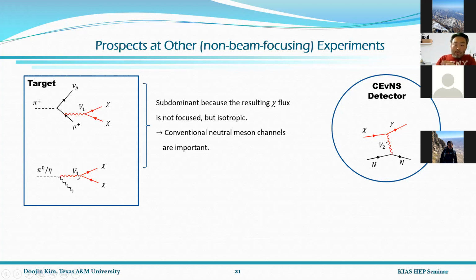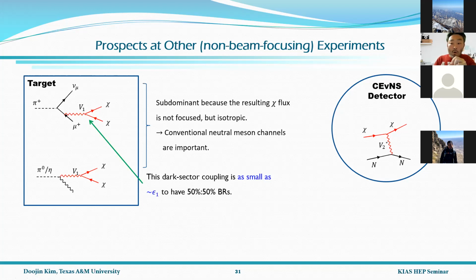I'd like to remind you that we have assumed that the dark photon decays to a dark matter pair by 50%. So the dark sector coupling here should be as small as the kinetic mixing associated with the mediator here. Therefore, if dark matter elastic scattering happens through the exchange of the same mediator, probably the expected number of events would be too small. I mean, suppression happens here and there.